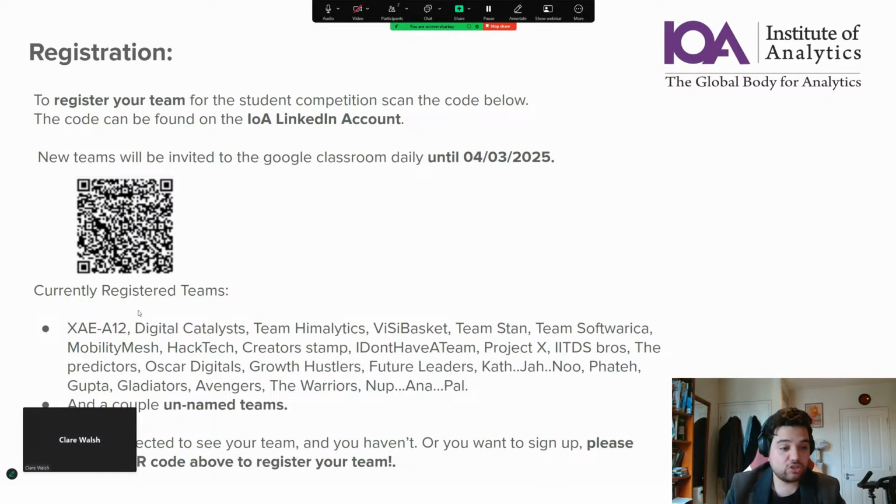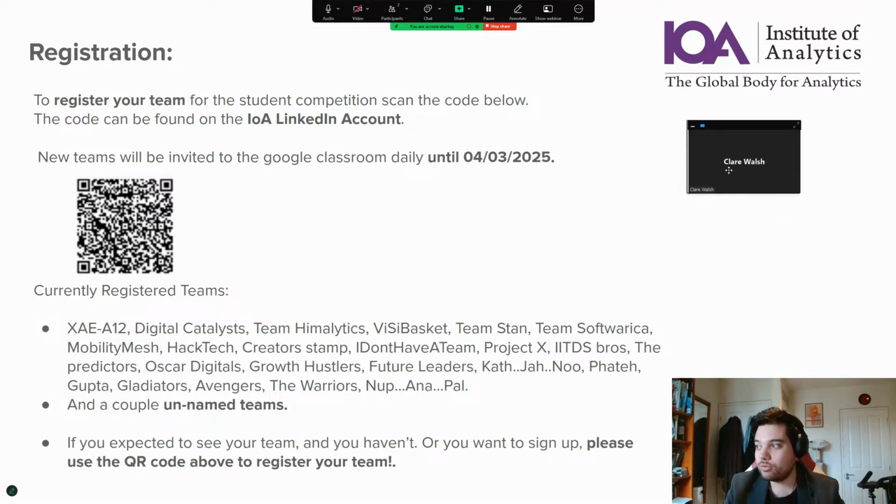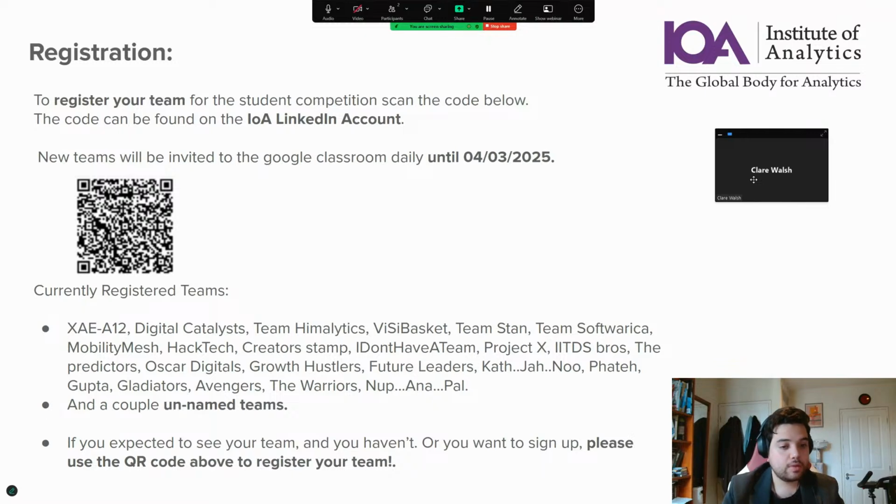In terms of registration, the registration link and the registration form can be found below. If you scan the QR code, you should be taken to the registration form. New teams will be invited to the Google Classroom daily until the end of the 4th of March. From this point onwards, I will not be accepting new teams and sending them the Google Classroom link.